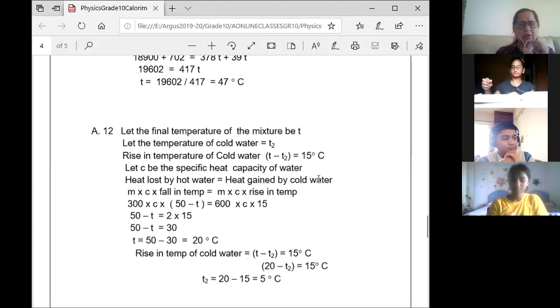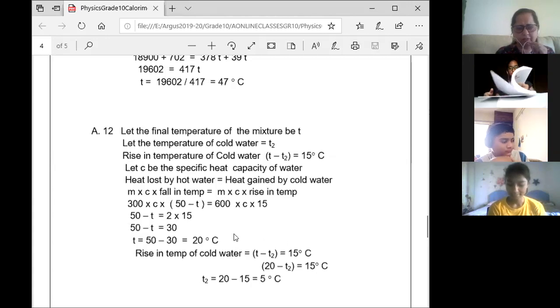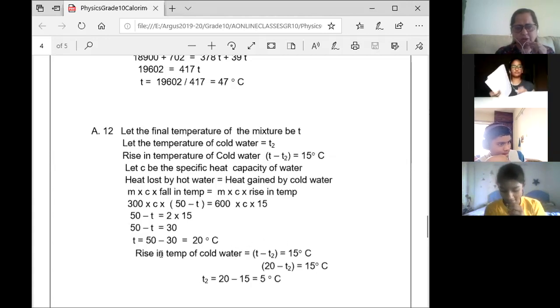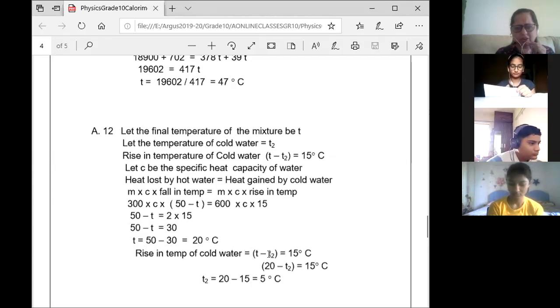Now here, what is the temperature of the mixture that I am getting after the transfer of heat? 20 degrees, right? So the rise in temperature of the cold water will be, let the temperature of cold water be T2. So T, that is the temperature of the mixture, minus the initial temperature of cold water, T minus T2, just like I said, 45 minus 30, 15, right?